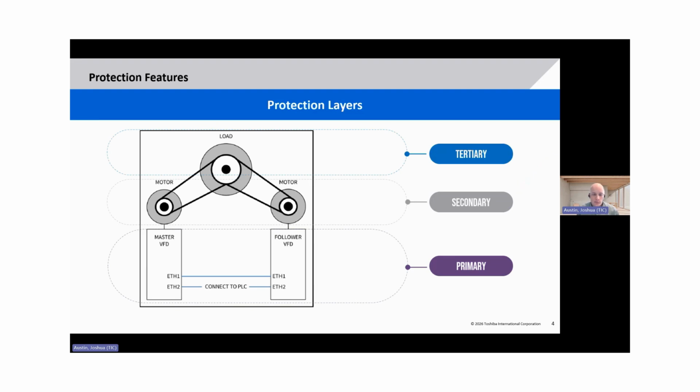So from a protection standpoint, there are multiple layers or priorities, if you want to look at it that way, in terms of what the VFD protects. So the primary priority or layer of protection that the VFD is going to provide is to protect itself. The drive wants to protect itself from a catastrophic failure. The second layer of protection is going to be the motor that the VFD is operating. And then the tertiary layer of protection is going to be the load or the driven equipment.